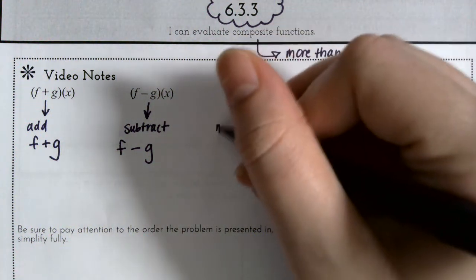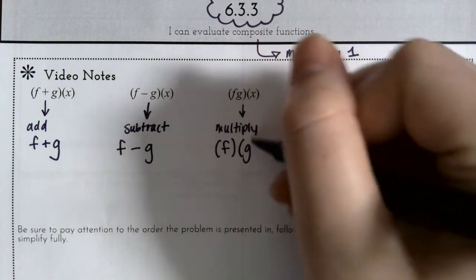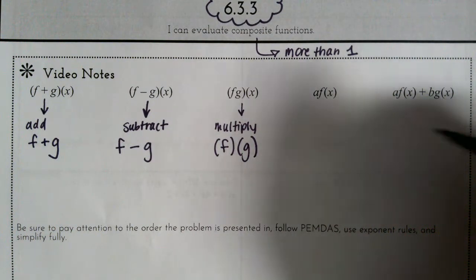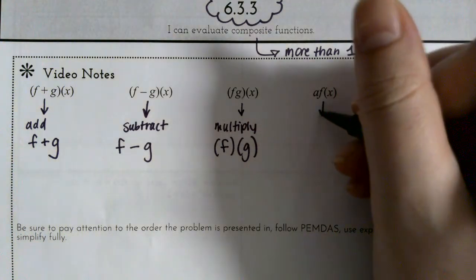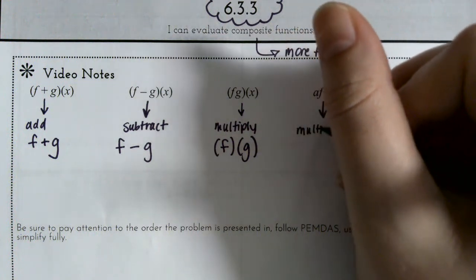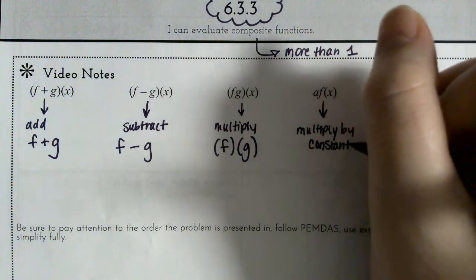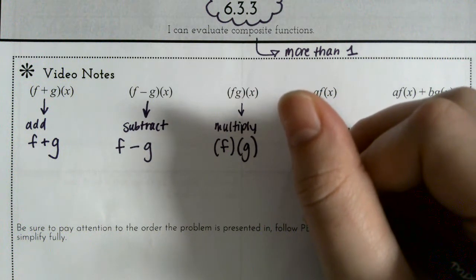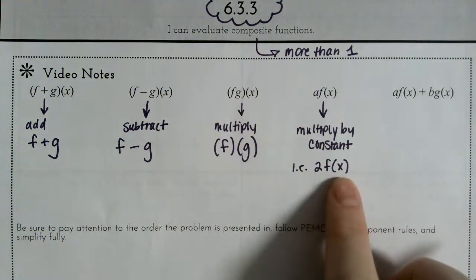This one, when they're squished together, just means multiply. So you're basically doing f in parentheses and g in parentheses and multiplying. And then a and b over here are going to represent just numbers. So imagine this is like 2f of x, for example. You are going to multiply by a constant. So 2f of x would be multiplied by 2.